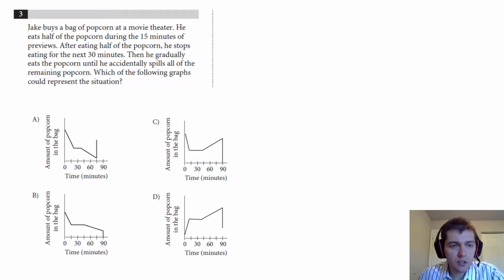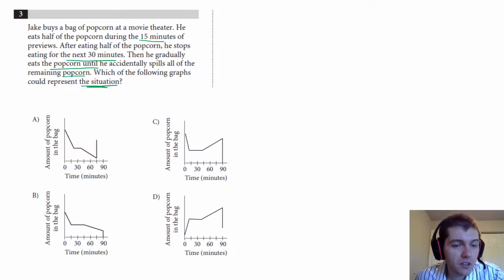Problem 3. Jake buys a bag of popcorn at a movie theater. He eats half of the popcorn during the first 15 minutes of previews. After eating half the popcorn, he stops eating for 30 minutes. Then he gradually eats the popcorn until he accidentally spills all the remaining popcorn. Which of the following graphs could represent the situation? I love how they describe that, the situation.